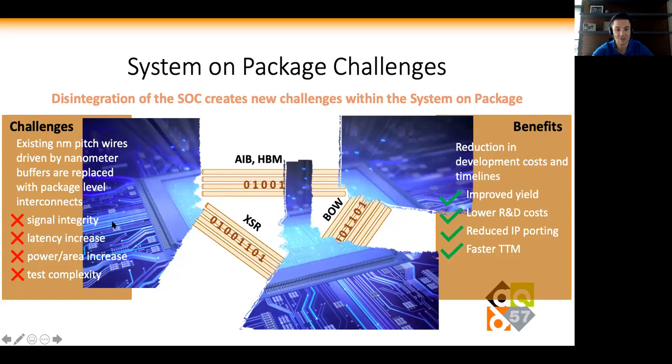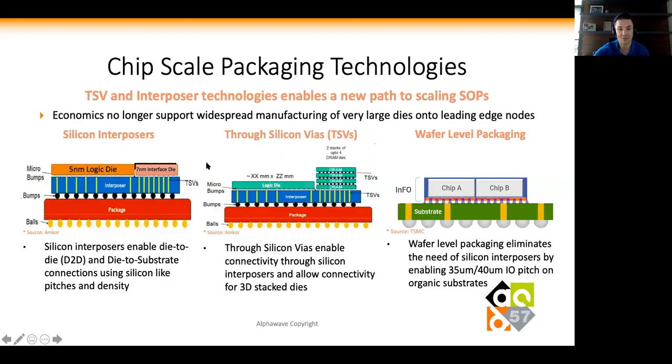In terms of challenges introduced by disintegration, we're taking what has traditionally been nanometer wires driven by nanometer buffers and replacing them with much larger interconnects that need to be driven. So these larger package level interconnects introduce signal integrity challenges, increase latency to get signals on and off chips, increase power, area, and obviously test complexity, because now there are multiple die that need to get tested without access points to the external world on those interfaces.